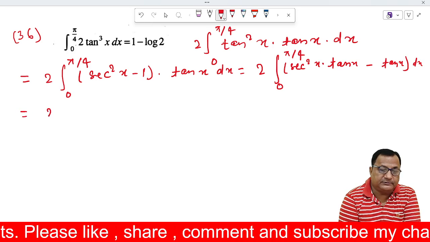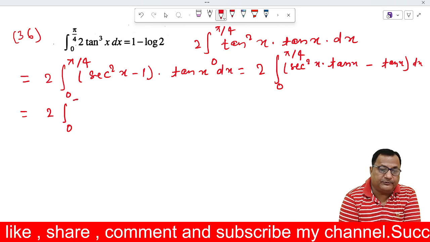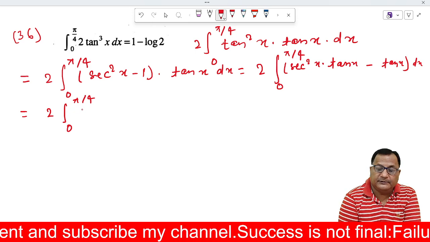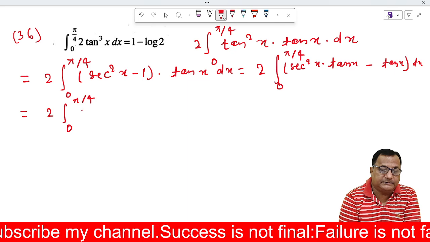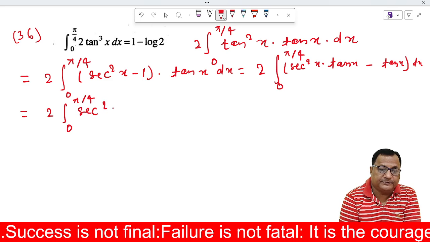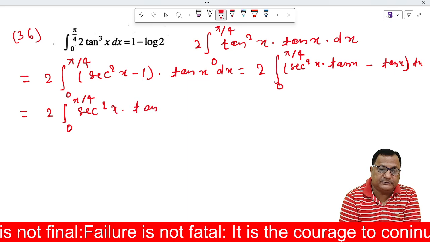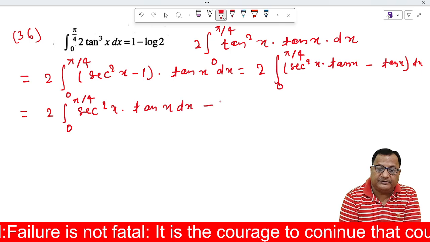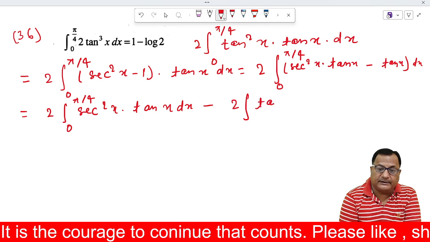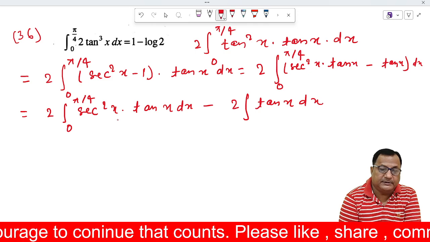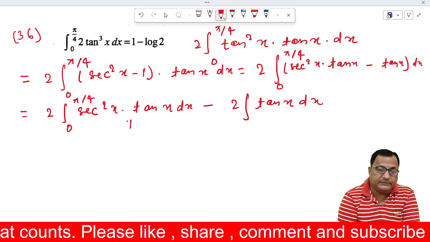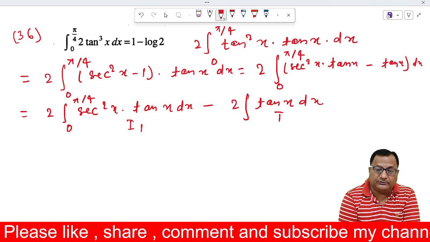Now we'll separate this into the integral from 0 to pi by 4 of sec square x into tan x dx, minus the integral of tan x dx. Now we'll integrate these separately, and suppose this one is I1 and this one is I2.